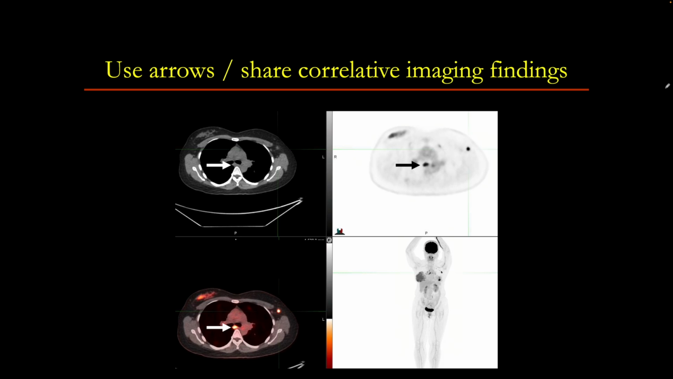My next advice is to use arrows to highlight your finding, and also to share correlative imaging findings. So here on the slide, we have a panel showing the whole body image, and I'm trying to show you with the help of arrows the focal hypermetabolism seen in a metastatic subcarinal lymph node on the CT image, on the PET image, and then also on the fused PET-CT image.